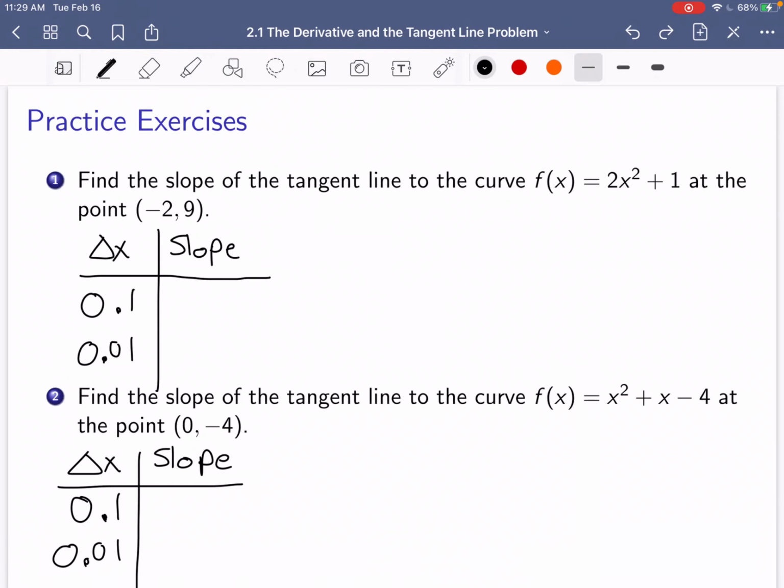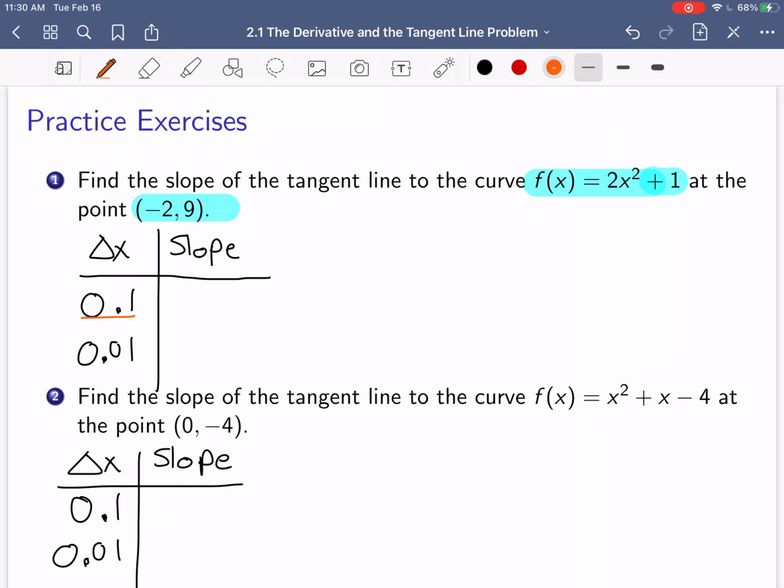In this video, we're going to take a look at two more examples where we're trying to estimate the slope of a tangent line numerically. Our first example is f of x equals 2x squared plus 1. The point that we're going to try to find the slope of the tangent line at is negative 2 comma 9. Those are two big pieces we need to identify.